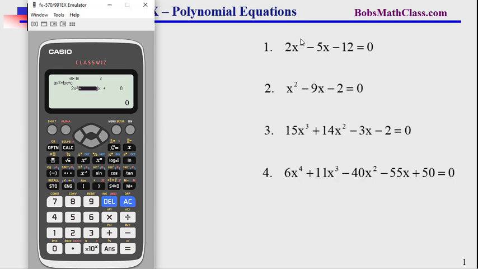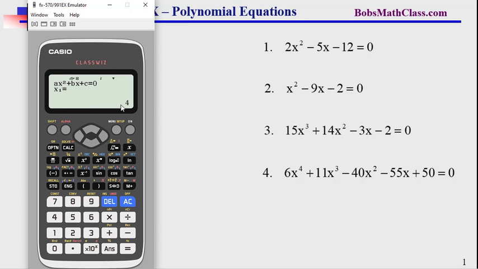So let's just go ahead and put in -5, and then equals, and then -12, and then equals. So now it does say -12 because that's the last number you put in. So you need to hit equals one more time.